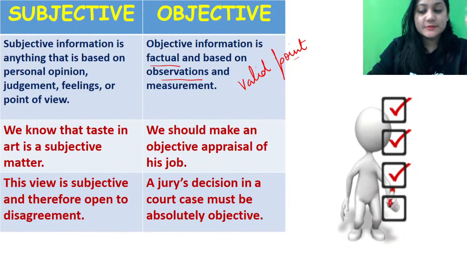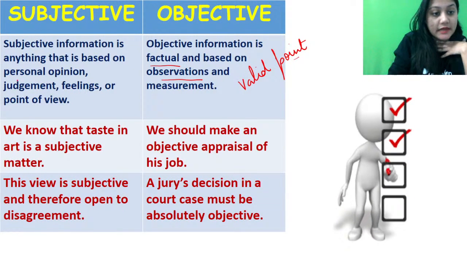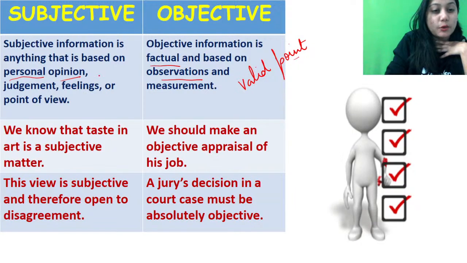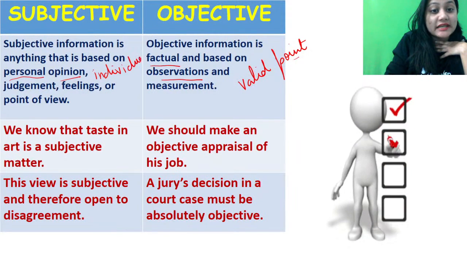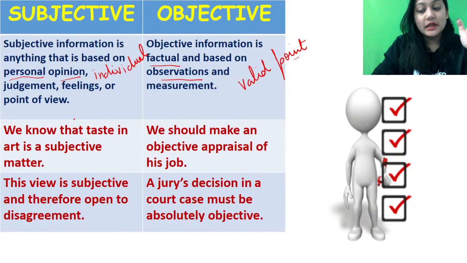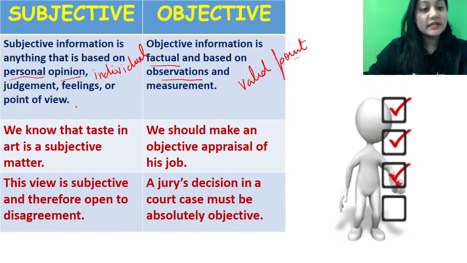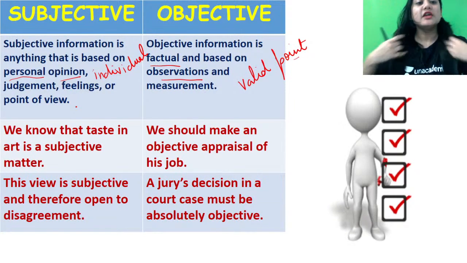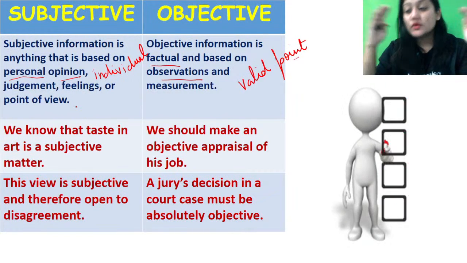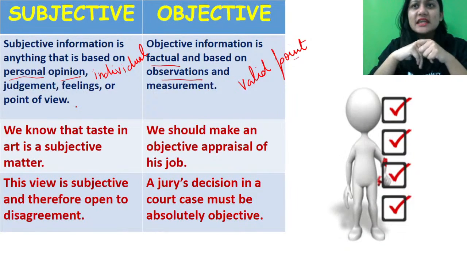सब्जेक्टिव का example, subjective का पहले definition check कर लेते हैं। Subjective information is anything that is based on personal opinion, as I've already told you, वो एक individual का opinion है, right? This is completely based on an individual's judgment, feelings or point of view, right? So therein you are going to use subjective, which I've already told you. Subjective का मतलब क्या था? जहाँ पे एक individual के views हैं, एक उसका खुद का opinion है.